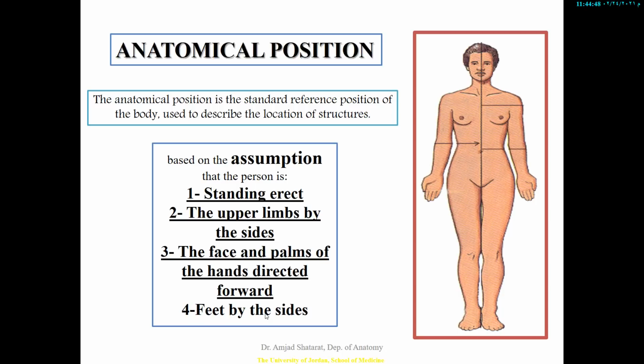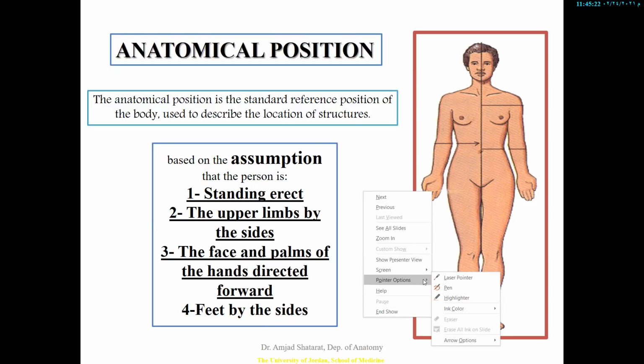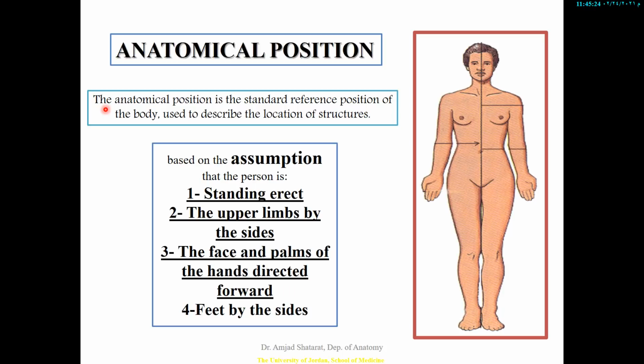We need something that is fixed all the time, because people look at and describe the body in their own language, and this language may differ, and the assumption of what is superior or inferior, what is anterior, what are the relations between different structures could be different, and therefore scientists have agreed upon something we call the anatomical position. Now let me take you through this definition.